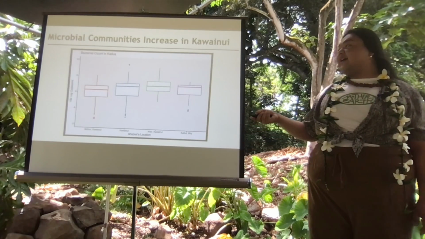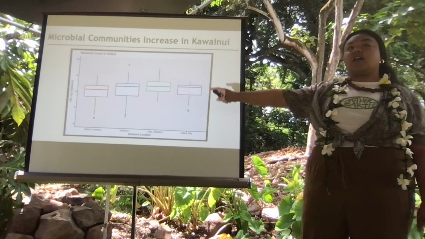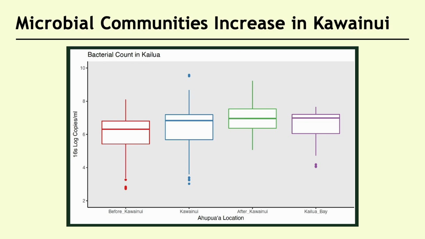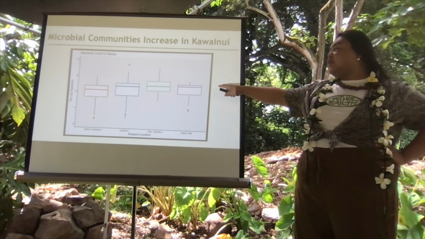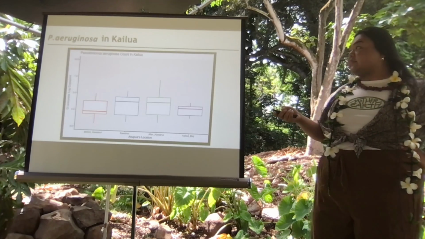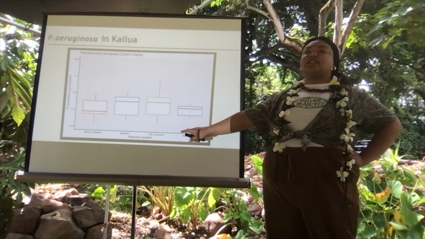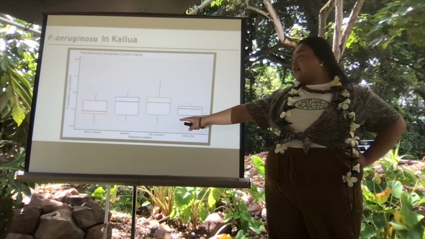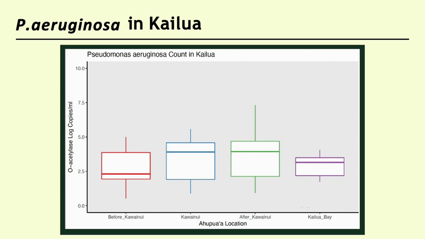And here's a figure of the bacterial quantity, and this is on the log scale, so this is the log copies. And we can see here that there's an increase as the water runs from before Kawainui through Kawainui to after, and in Kailua Bay, it kind of steadies out. And for Pseudomonas aeruginosa, we can see that there are low quantities before Kawainui, while there are higher quantities in Kawainui and after Kawainui, but they decrease again here in Kailua Bay.